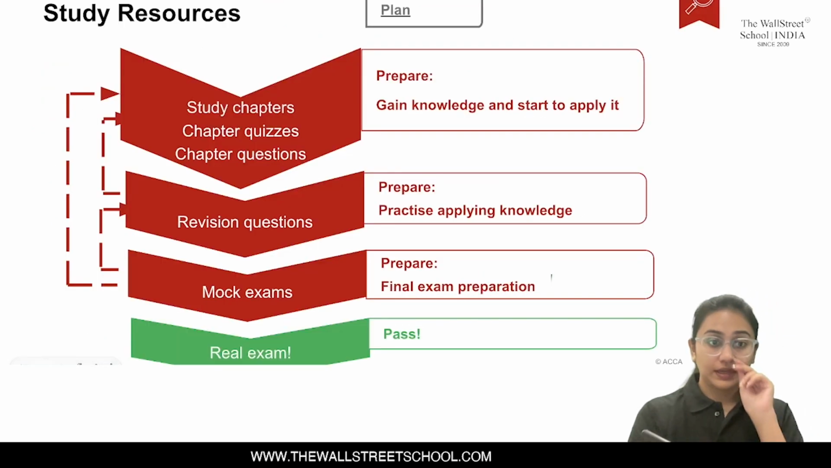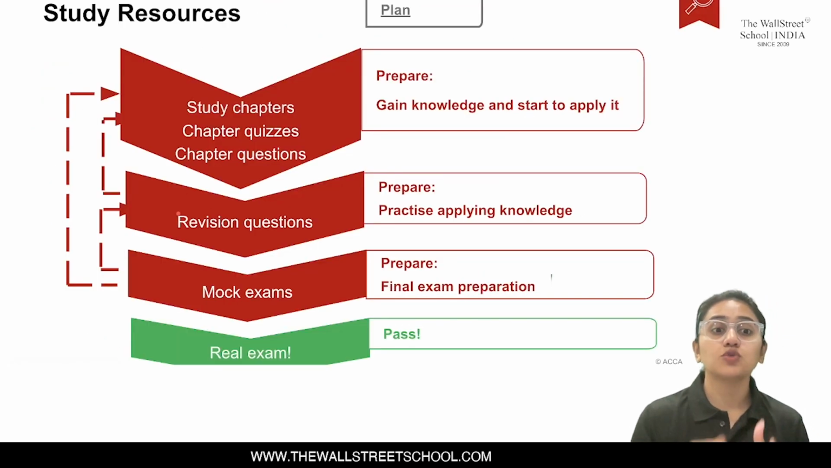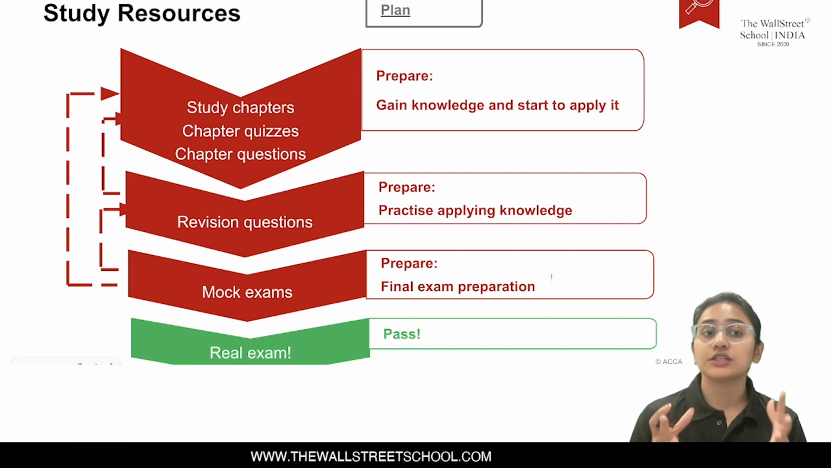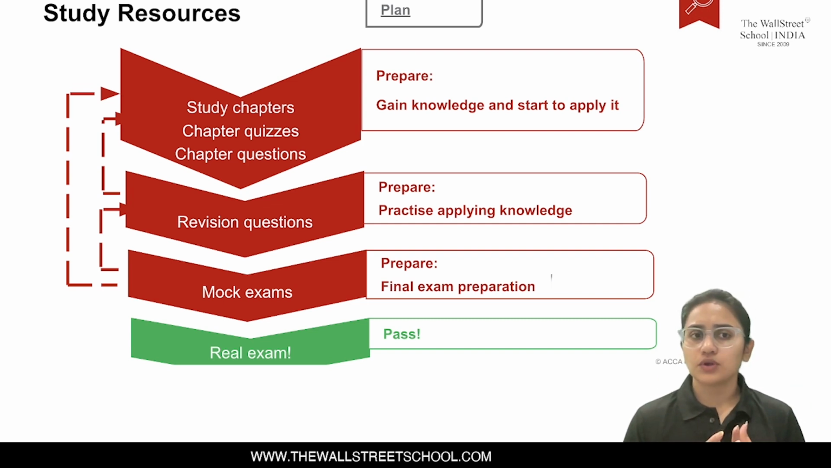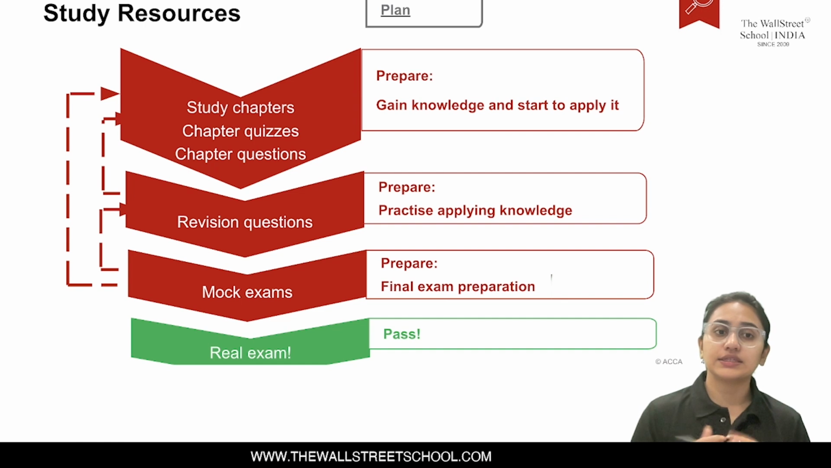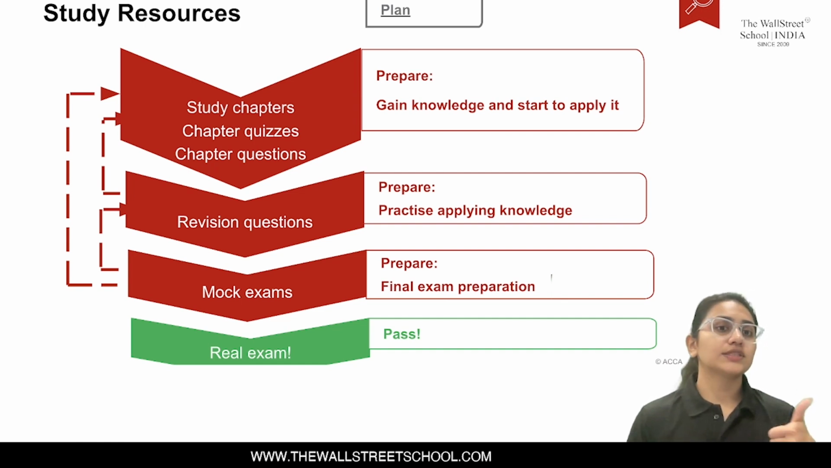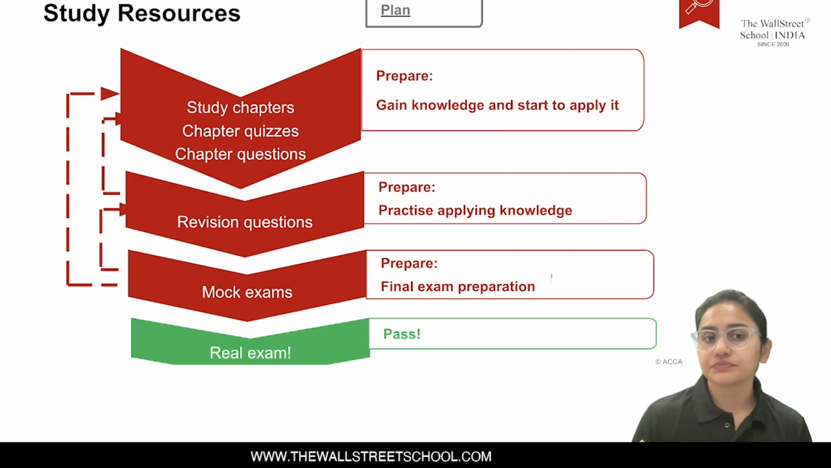Okay. Now let's see how to study the study resources, like how to go about with your AA. Very important is, first of all, you have decided that this attempt I'm going to attempt AA, right? So first things first, you have to plan how to do it. Firstly, study chapters, chapter quizzes, and chapter questions.